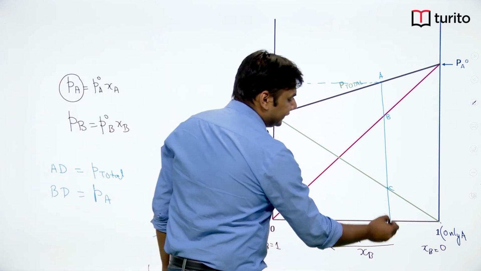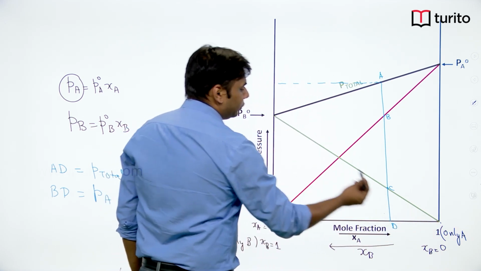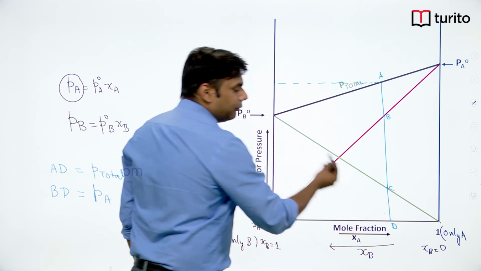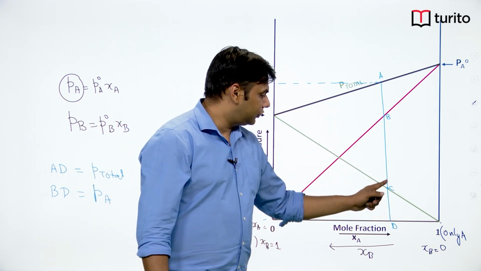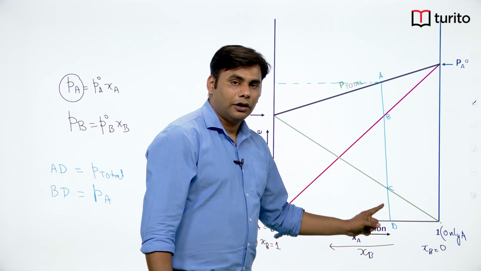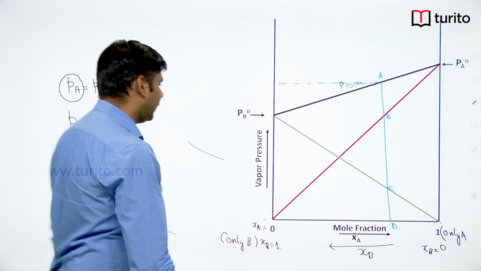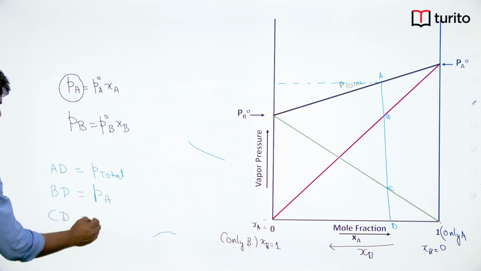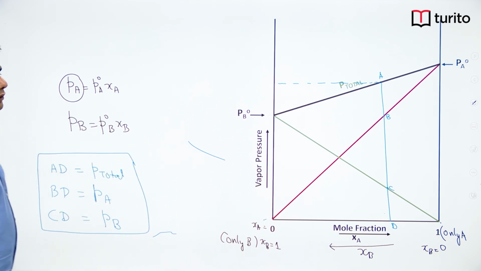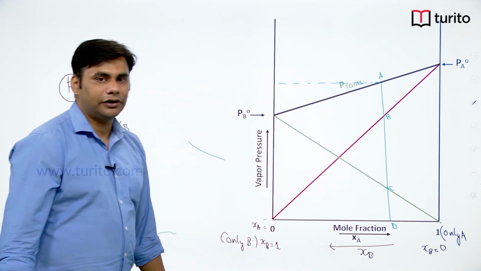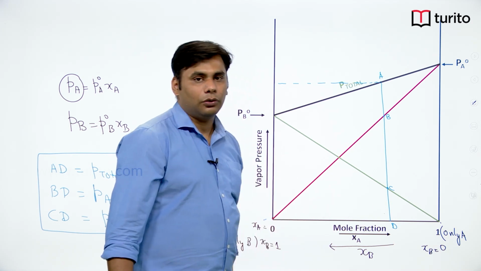Now if you look at CD, what does CD represent? CD, this graph that was shown on the green line, is basically for the B component, so that is the variation of the vapor pressure of B with composition. So CD would represent the vapor pressure of component B at this composition, or I can say it represents partial vapor pressure of B, and BD represents partial vapor pressure of A, and AD represents total pressure.